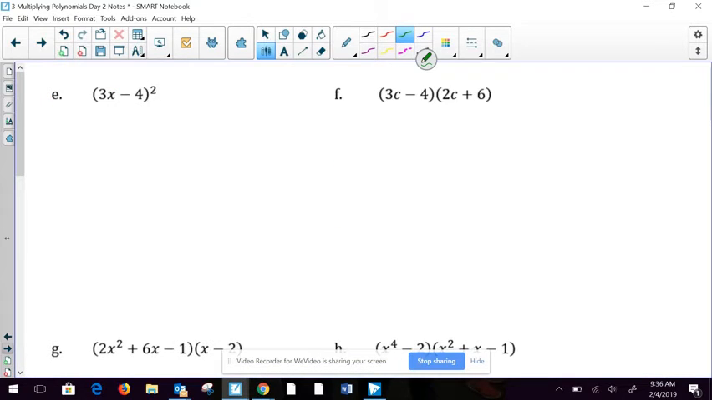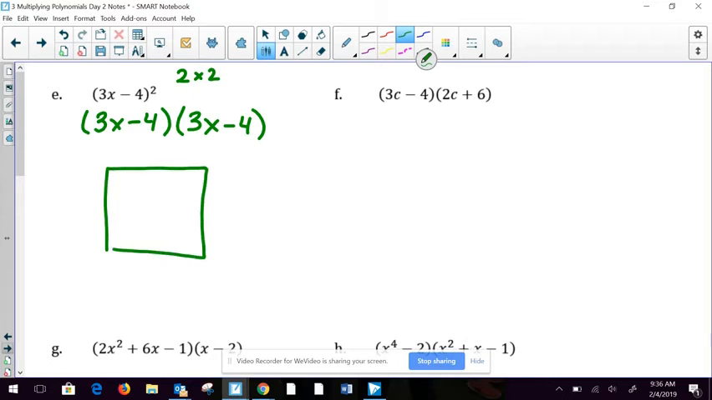Oh man, letter E has 3x minus 4 in parentheses and then a little 2 outside. All that's saying is we're writing that parenthesis 3x minus 4 not once, but twice. So when I do the box method, it's still a 2 by 2. I still draw a 2 by 2. But in this situation, what I write on the left-hand side, 3x minus 4, is the same thing I write up top, 3x minus 4.